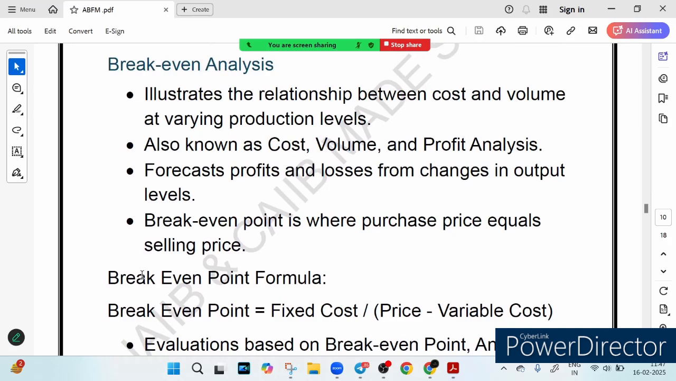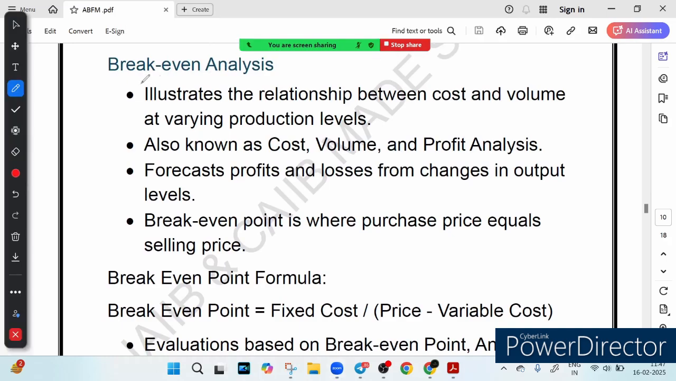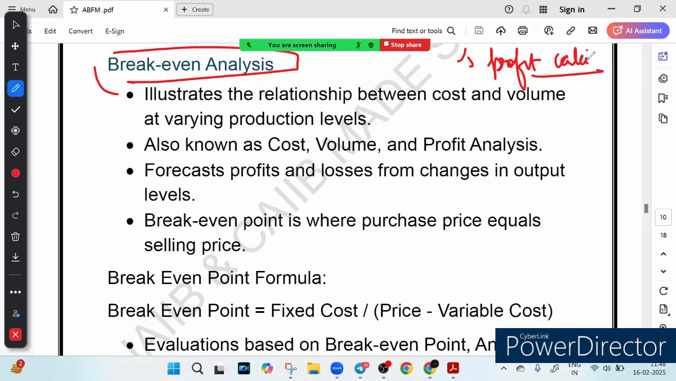The second thing we have is break-even analysis. This is another control technique, right? Knowing when you start making profit. So what is it? It is a profit calculator. We can call break-even analysis just like a profit calci, a profit calculator. It shows when a business starts covering costs and moves into profit.